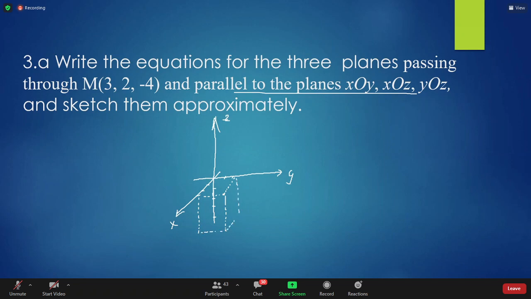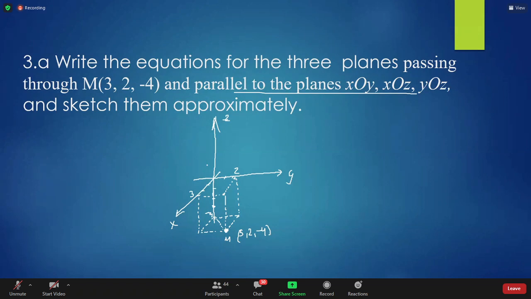We imagine this box that has evidently 3 units in the x direction, 2 units in the y direction, and 4 units in the negative z direction. So this means that the point with coordinates (3, 2, -4) is this one. You see that if we project this point to the xy plane, we get the coordinates x is 3, y is 2. And if we project this point perpendicular to the z-axis, we get the point where z is -4.